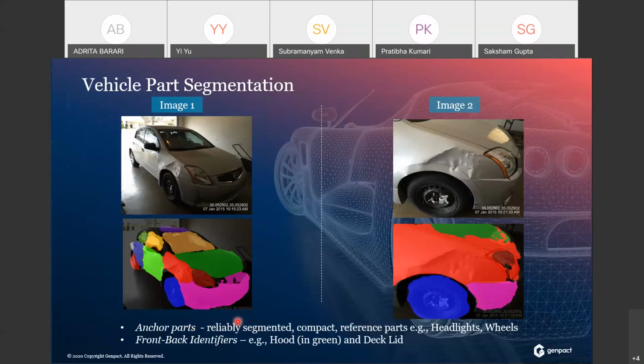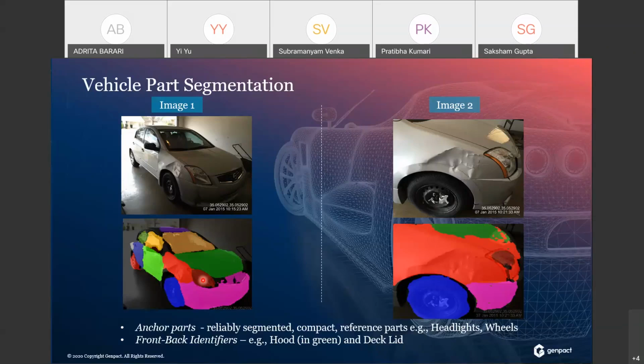So what we have tried to do here is look for anchor parts. This is a coin that we have termed in our paper. The term anchor part refers to the vehicle parts which are used to find the relative location of the damage instances in the vehicle. They are chosen keeping a few factors in mind. They should have distinct visual characteristics for reliable segmentation. Further, they should be small and compact, so that the centroid, which we will use further, as you will see, is a good representation of the entire part.